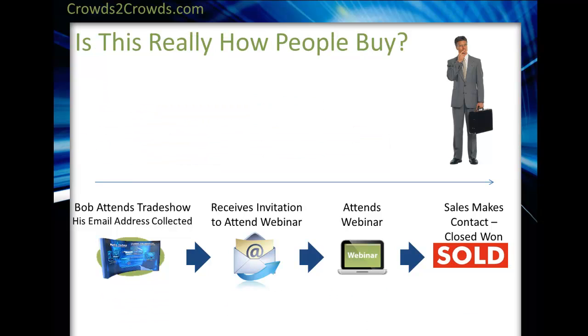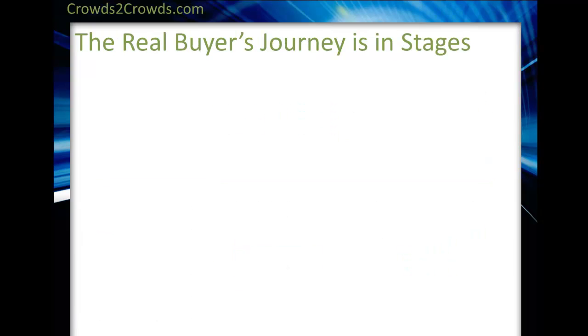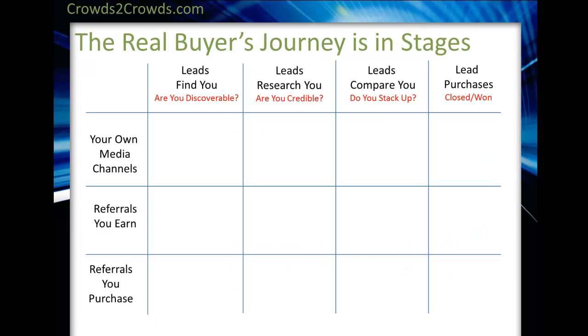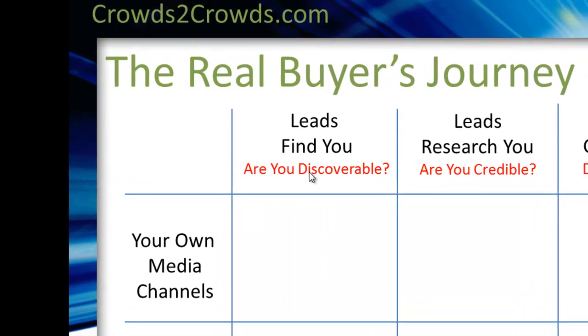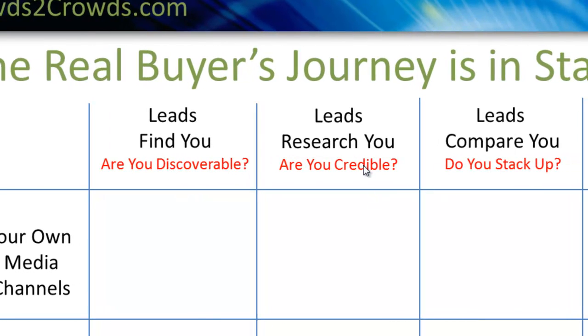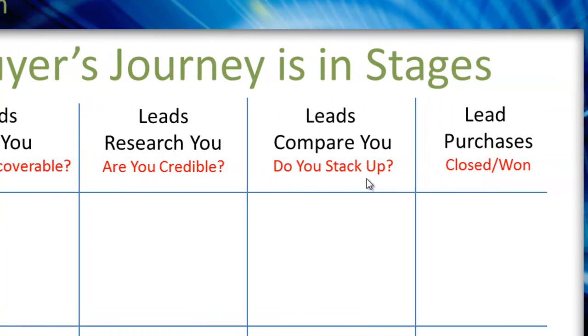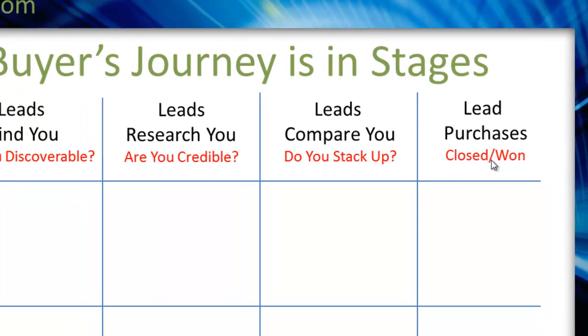So the challenge is, is this really how people buy? Is it really this linear? I wish. The reality is that people buy in stages. Typically, they find you, that's very often the first stage, right? You get discovered, and then they research you to make sure that you're credible and worthy of getting on the short list. Once you are, then they want to compare you to the competition, and then finally at the end of the day, hopefully we get a sale out of it.